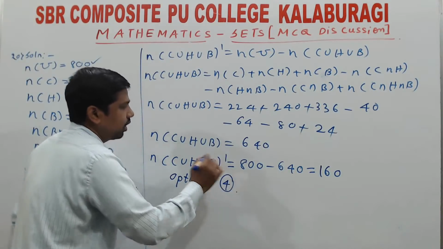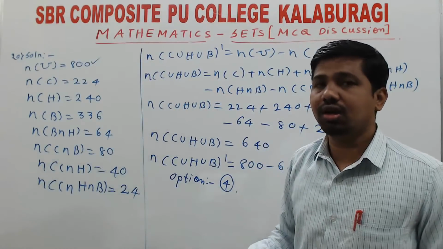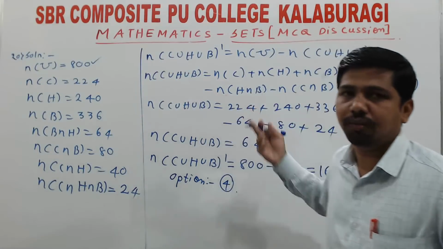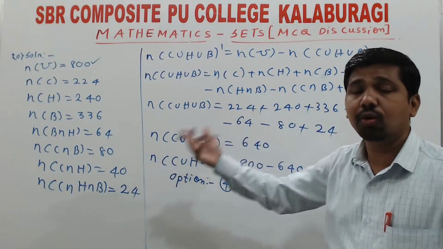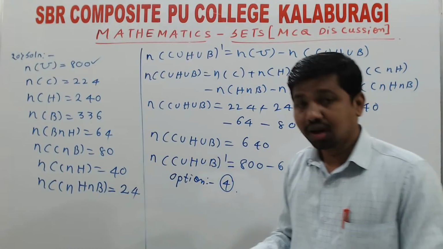Option 4. Right, even for this problem we can solve with the help of a Venn diagram. Suppose you are asked for exactly one sport, then with the help of a Venn diagram we can solve very easily. I hope with this type of example you got a clear idea how to solve verbal problems related to sets.